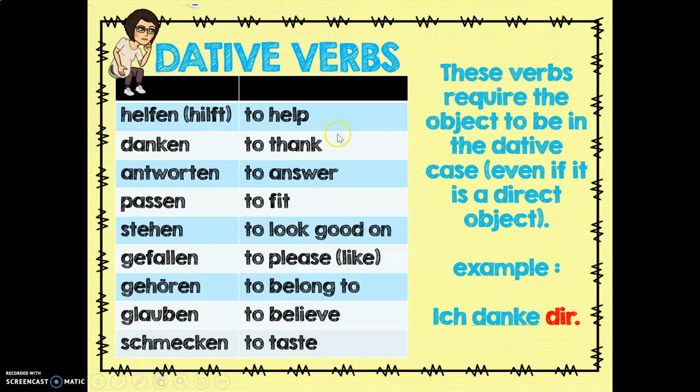There is also a third element to the dative case, which are these dative verbs. These verbs require the object to be in the dative case, even if it's a direct object. They're special verbs, they're called dative verbs, and they require the object to be dative, even if it's a direct object. And we will also get more into those in a separate lecture, although I am going to give you an overview of all of them.